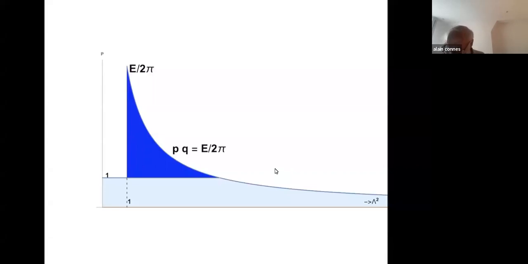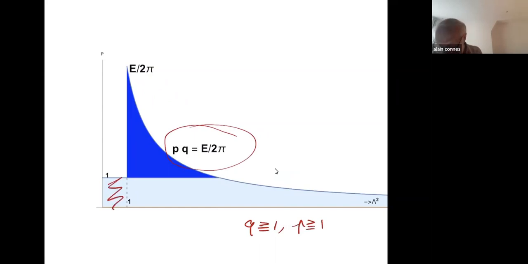The picture is that you have the portion below the hyperbola given by PQ equals E over 2 pi, which defines the energy. But you have the constraint that Q is bigger than 1 and P is bigger than 1, except that there is a little square which escapes from this. The next thing that we did with Katya was to say the following.